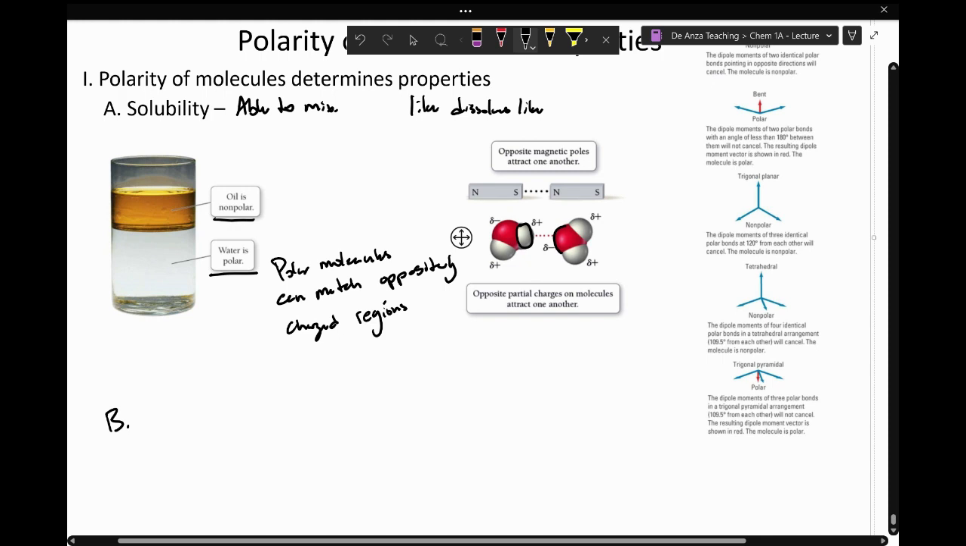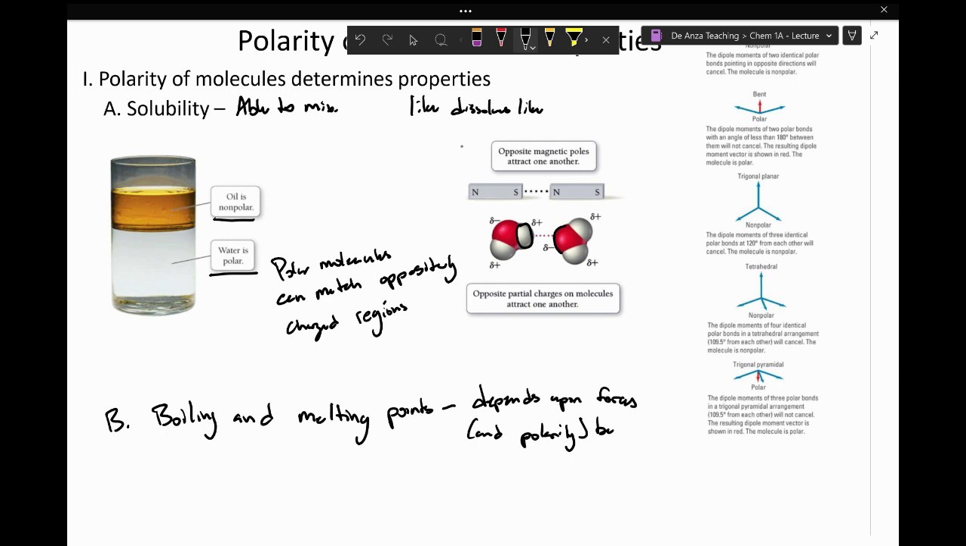Once again, this comes down to those intermolecular forces, where things that have strong intermolecular forces tend to have higher boiling and melting points. Depends upon forces and polarity between molecules. But like I said, we'll get into that a little bit more in 1C.